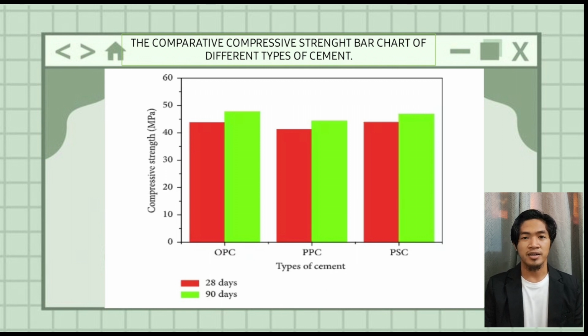So dito sa compressive strength, pinapakita dito na ang isang type of cement is ilang load yung kaya niyang dalhin. Ito yung pinapakita dito sa bar chart.